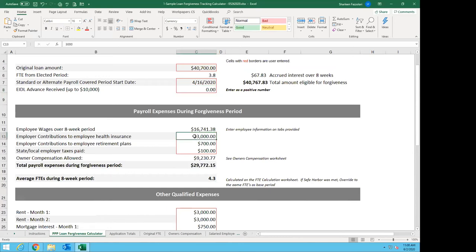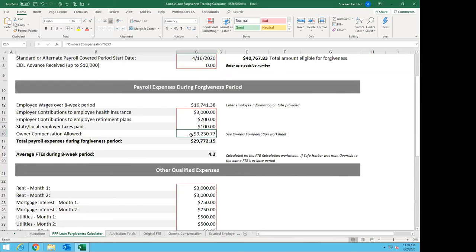Here's where you can put in employer contributions to employee health insurance through group health plans, and contributions to employee retirement plans. If you have a 401k or SIMPLE, the employer match on those plans goes in here. Then any state and local taxes that are employer-paid taxes, not the employee withholding taxes, go in here. It also brings in the owner's compensation as well, so this will bring in your total payroll over the 8-week period that you can use towards the loan forgiveness.